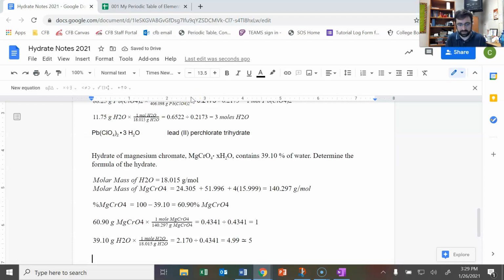We're going to write our formula here as MgCrO4, and then our raised dot. Probably other places to find it, but that one's an easy one to find. Raised dot, and then we have 5H2O. And the name for this, magnesium chromate pentahydrate.